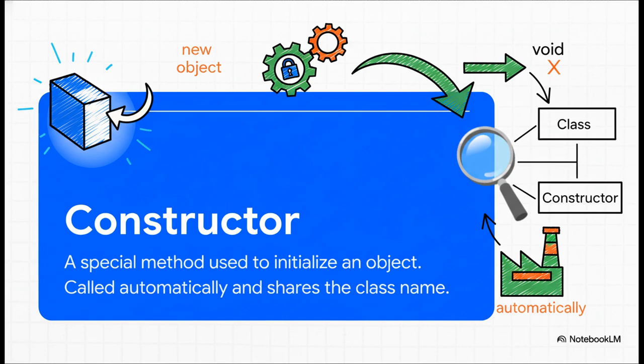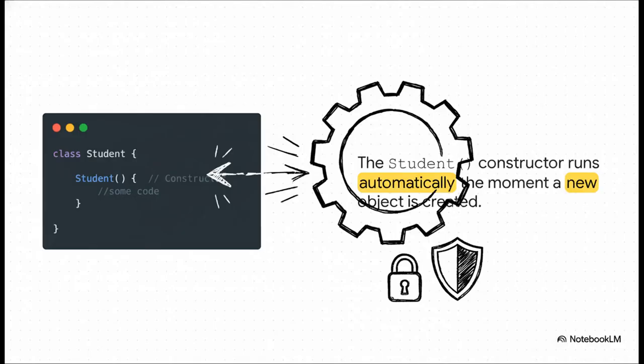Well, it's a very special method that has one job and one job only: to get a new object ready for action. The trick to spotting one is that it always has the exact same name as the class. And here's the really important part. It has no return type, not even void. It just runs automatically one time the second an object is born. And check this out in action. The moment your code says new Student, boom, the Student constructor instantly kicks in and does its thing.